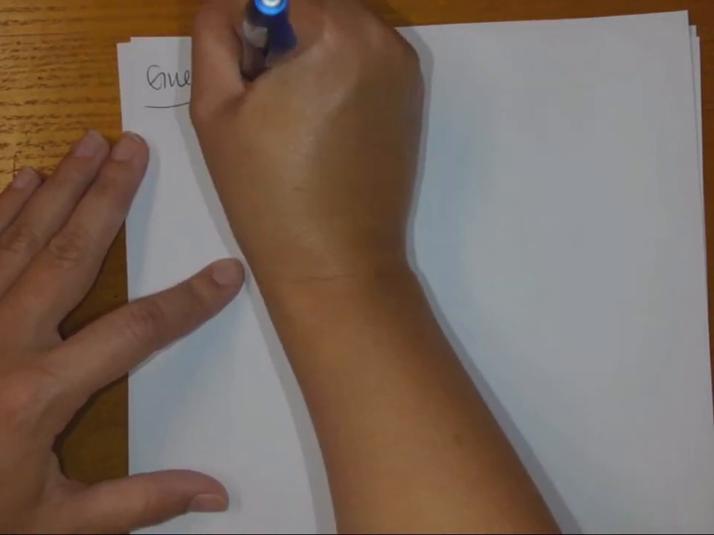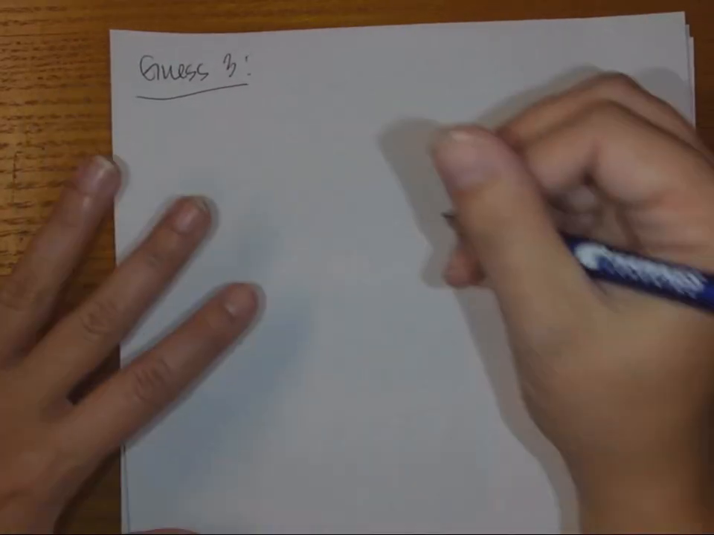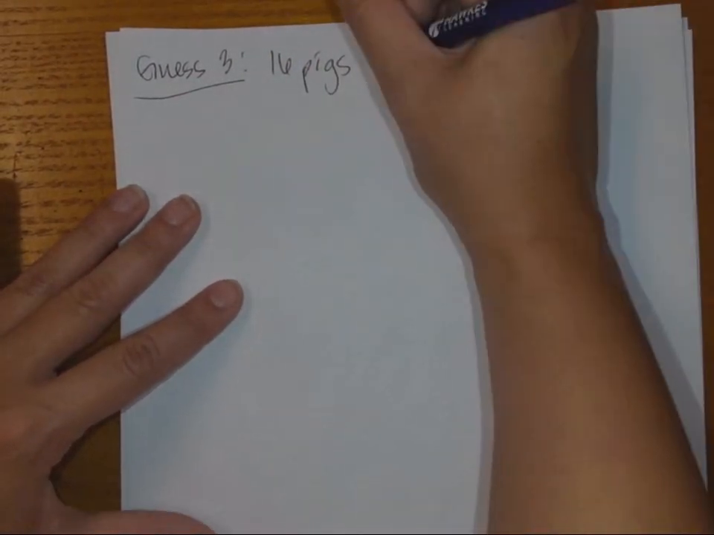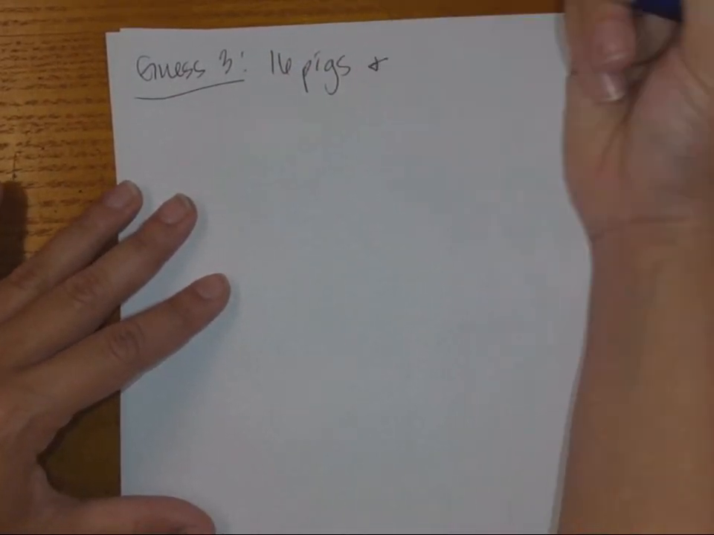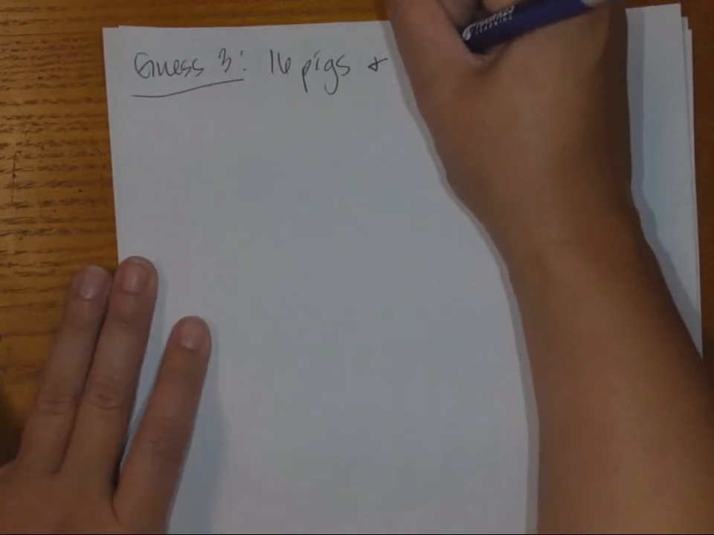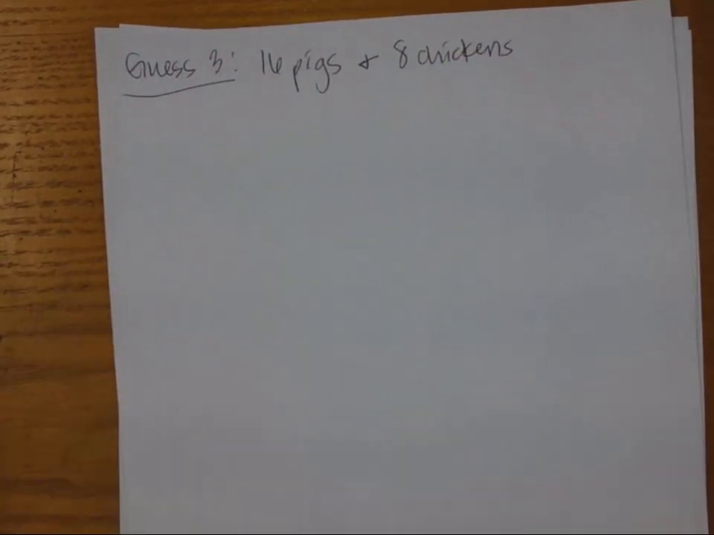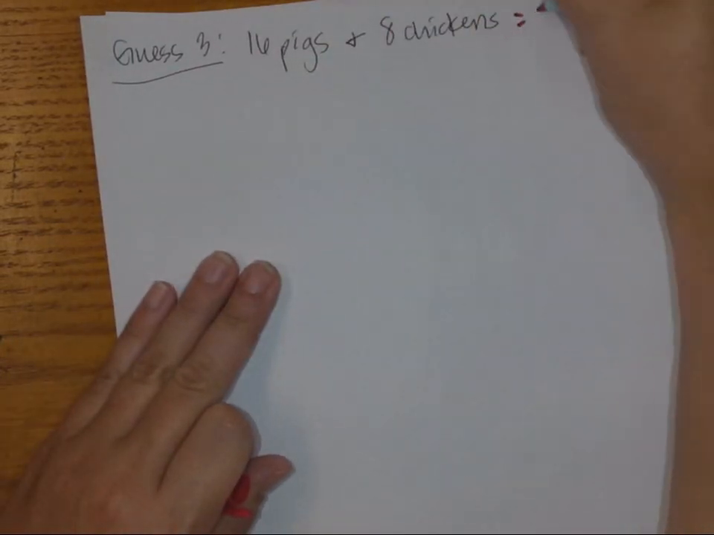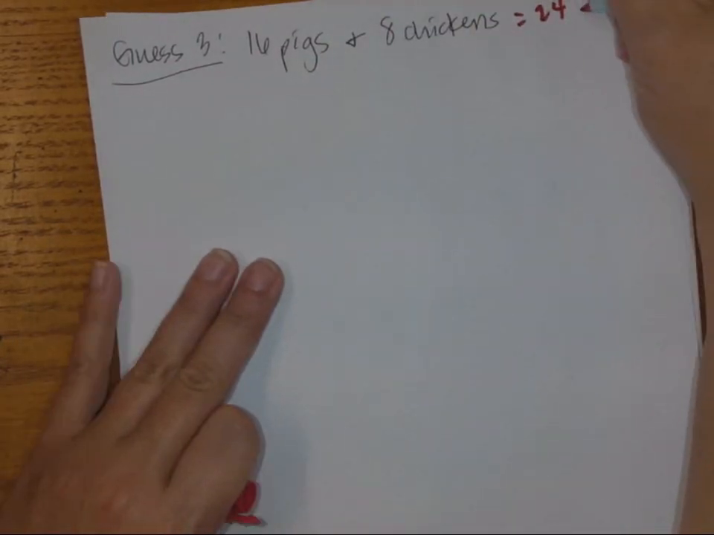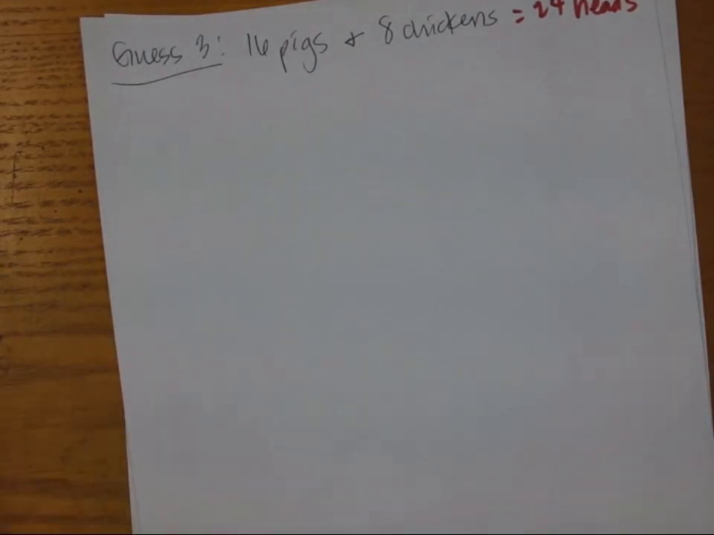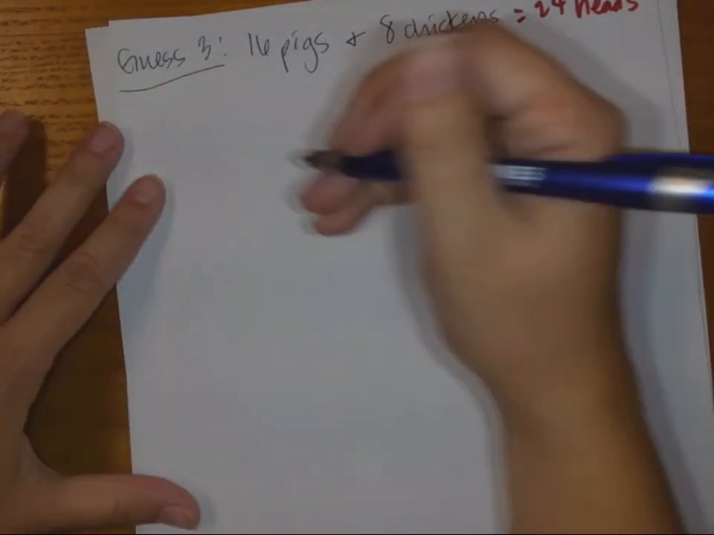So for guess number 3, let's guess 16 pigs. If I have 16 pigs, how many chickens can I have? We'll think 24 minus 16 is 8 chickens. And again, because 16 plus 8 equals 24 heads. So now let's check and see if this one works.